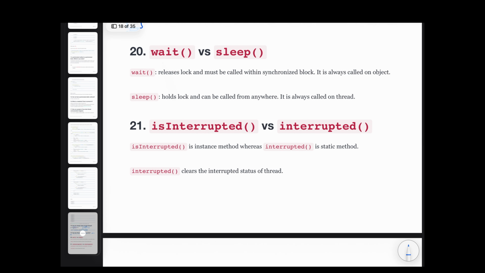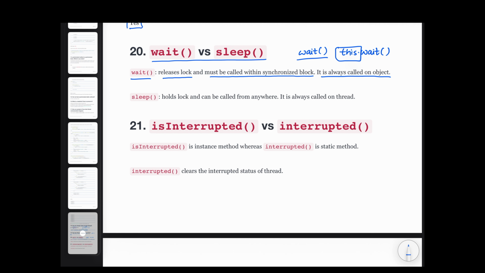Now the next question is wait versus sleep. Wait releases the lock and must be called within a synchronized block. It is always called on an object. So if you just write wait, that means this.wait, because this is implicit, the current object reference. It releases the lock. So when you call wait, that thread will release the lock, and it is always called within the synchronized block only.